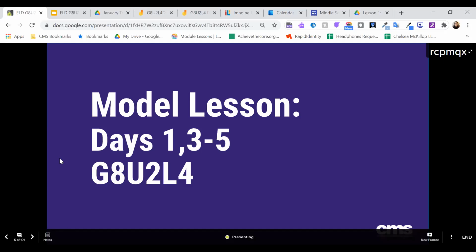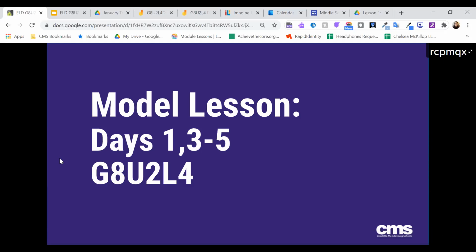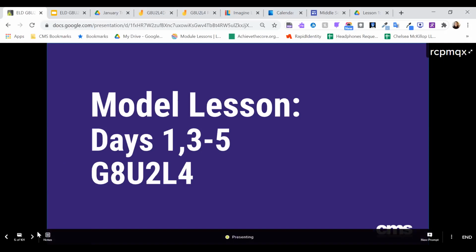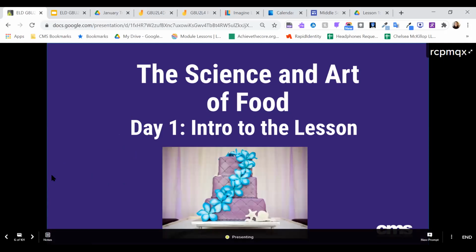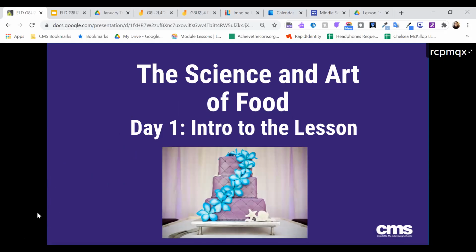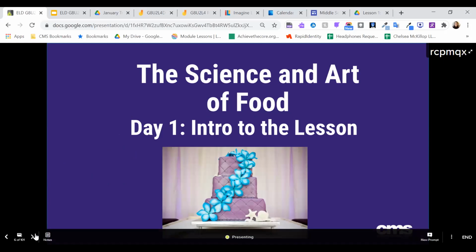We are going to focus on an 8th grade lesson. It is in Unit 2, Desserts: It's Not Just for Breakfast Anymore. And we're on Lesson 4, which is the science and art of food. So maybe you've taught it, maybe it's coming up, but this is what we're going to use for our model lesson today. Starting with day 1, our intro to the lesson, I'm going to ask that you take on the role of a student right now. There will be times that we pop out of that role, but just take on that role of a student.